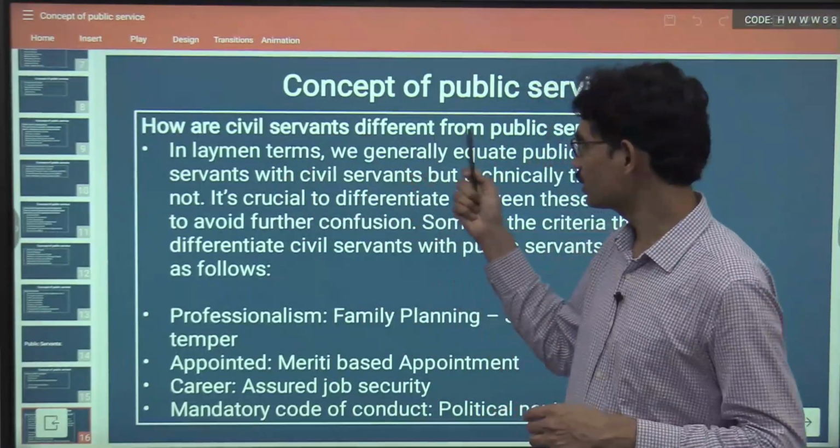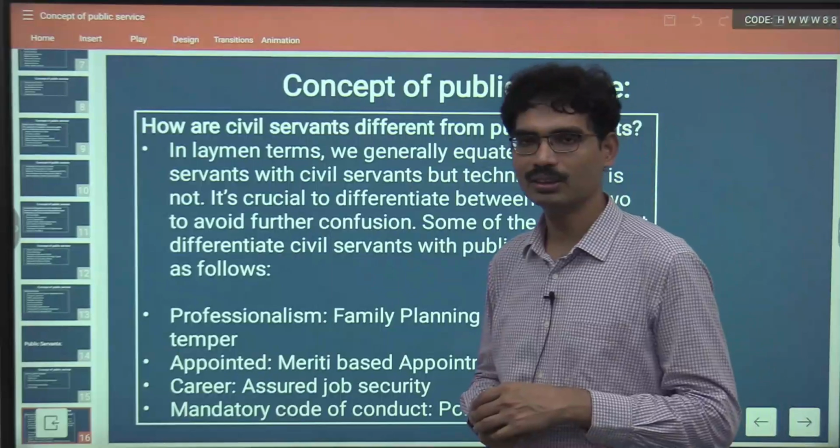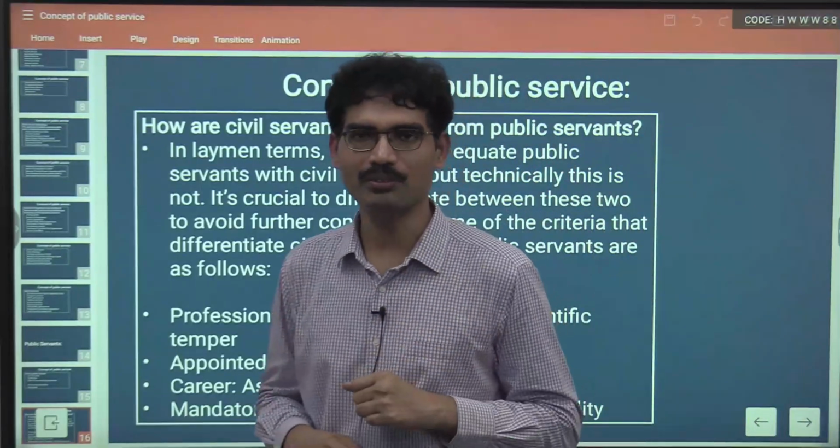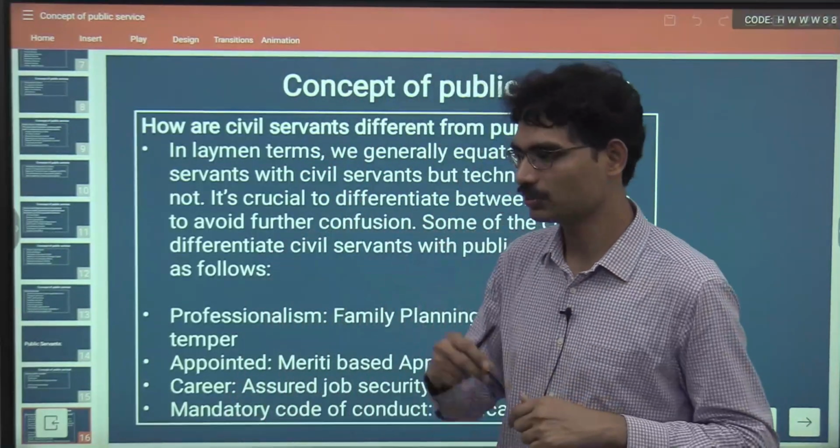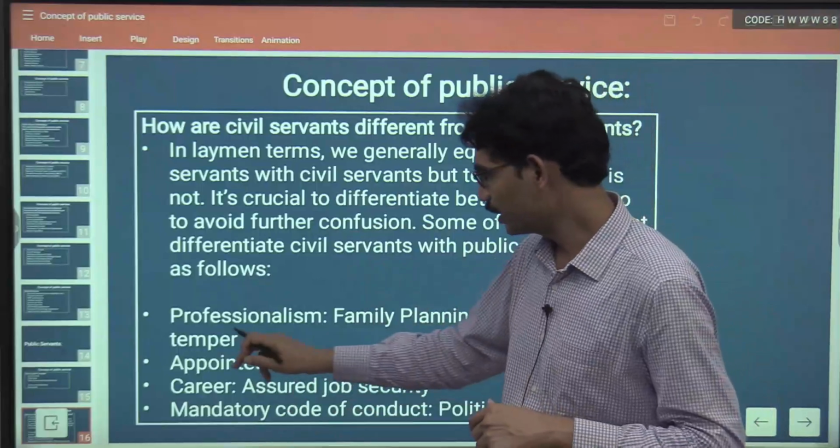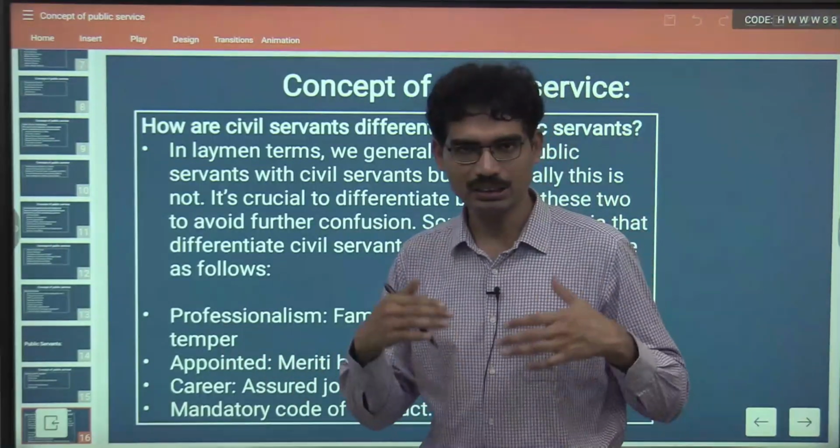Here, how are civil servants and public service different? Civil servants also do public service, but the main difference in comparison with others is that it is a professional service. It is itself a profession.